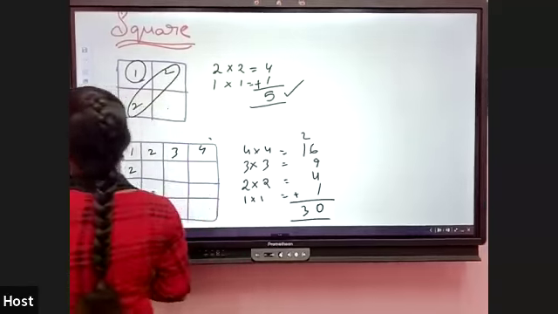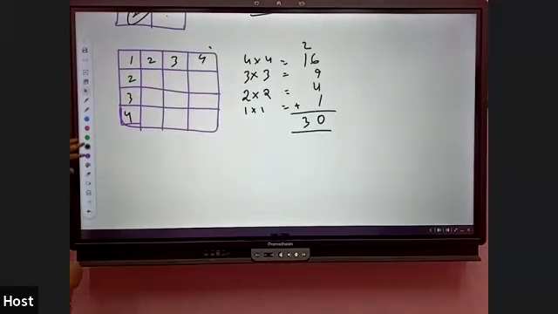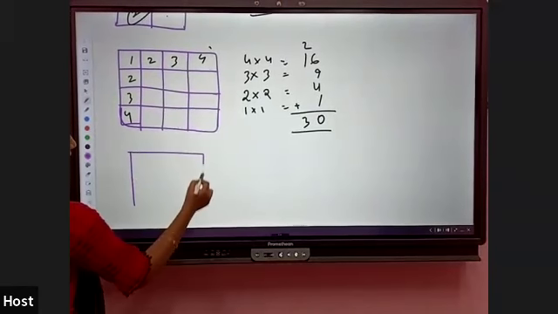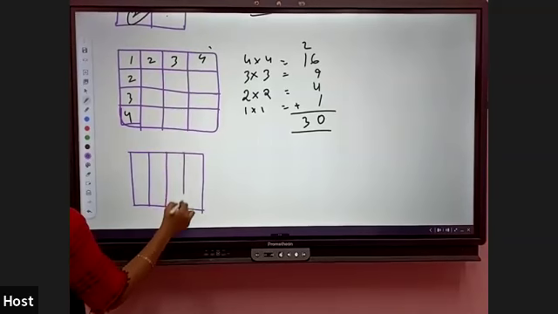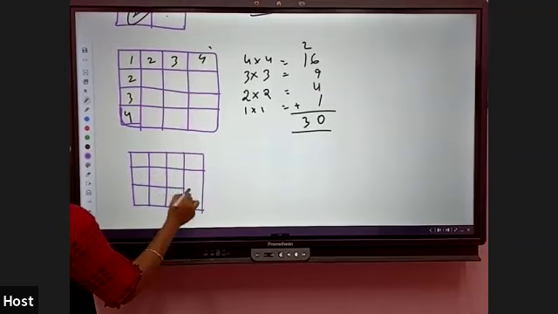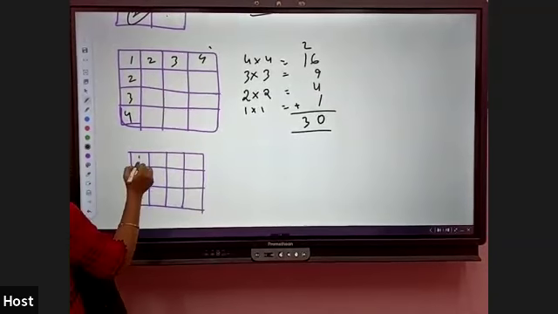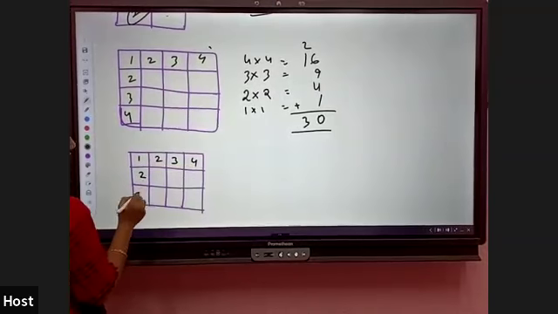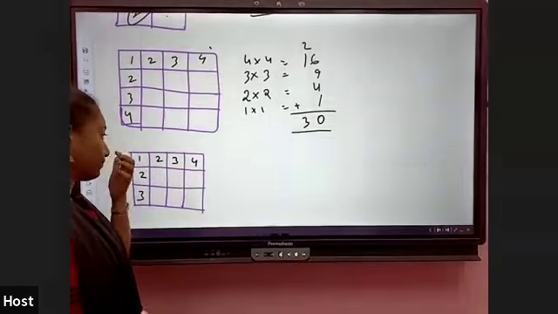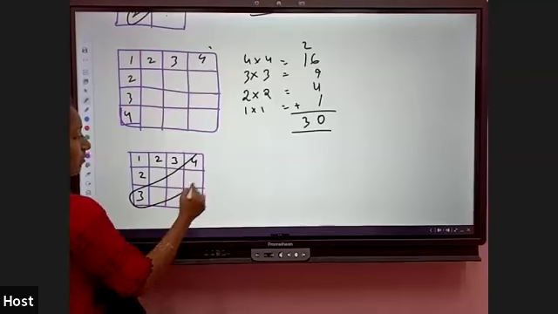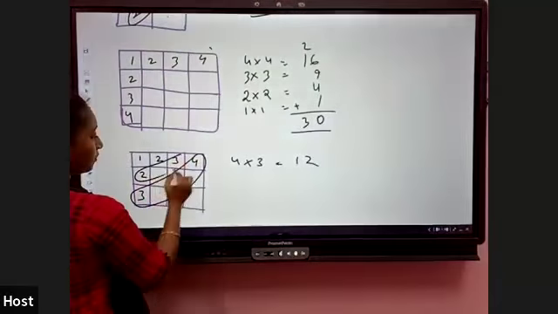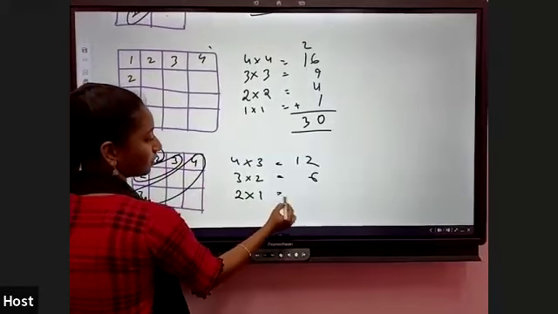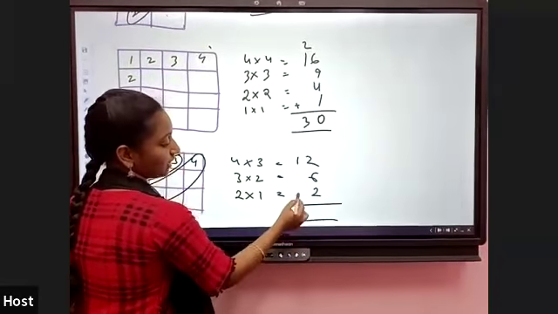Suppose rows and columns are not equal. What should we do? Like this, they gave. The number of columns is 4, number of rows is 3. So here we should multiply like this: 4 into 3, 3 into 2, 2 into 1. Like this we should add.